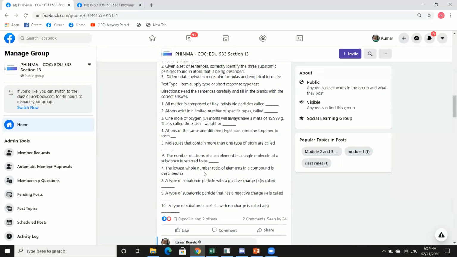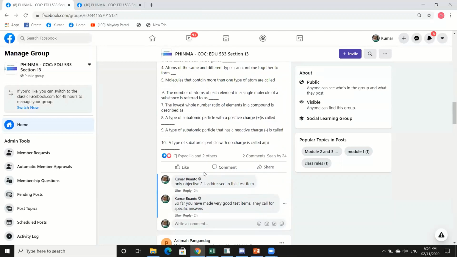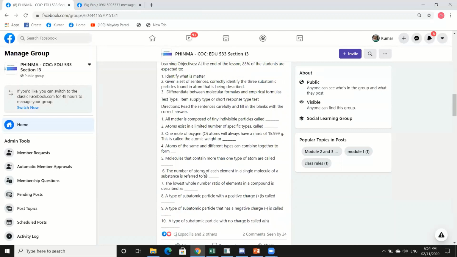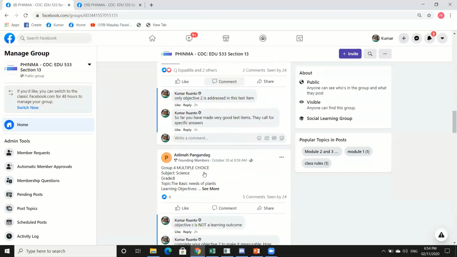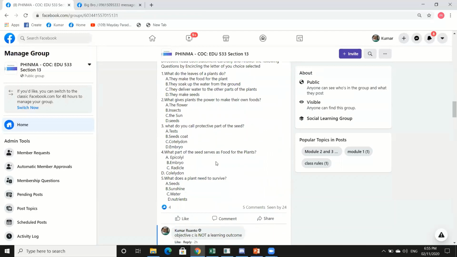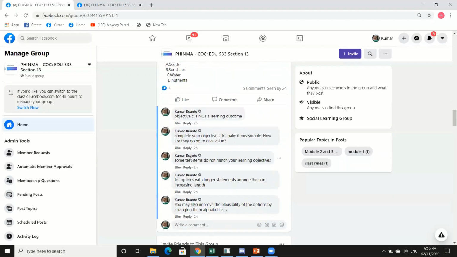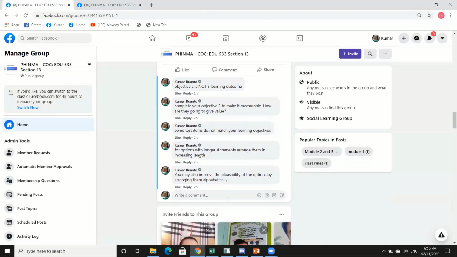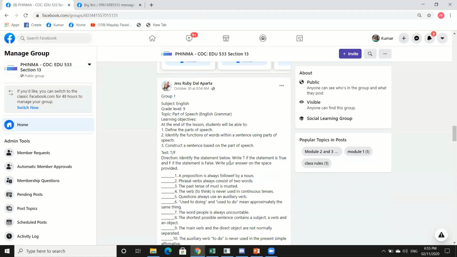Fill in the blanks test. Okay, these are very good test items here. This is an example of a very good supply type test item. With the multiple choice, these are also very good test items. Only that for item one, try to arrange them again in increasing length.